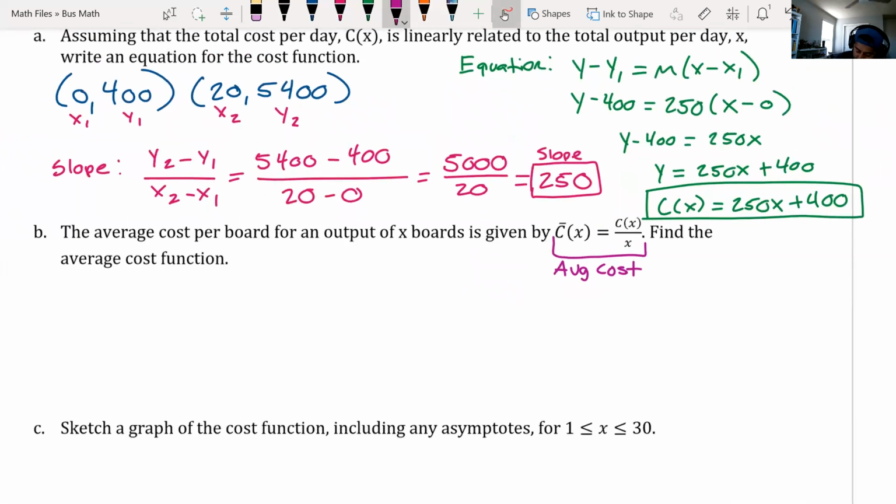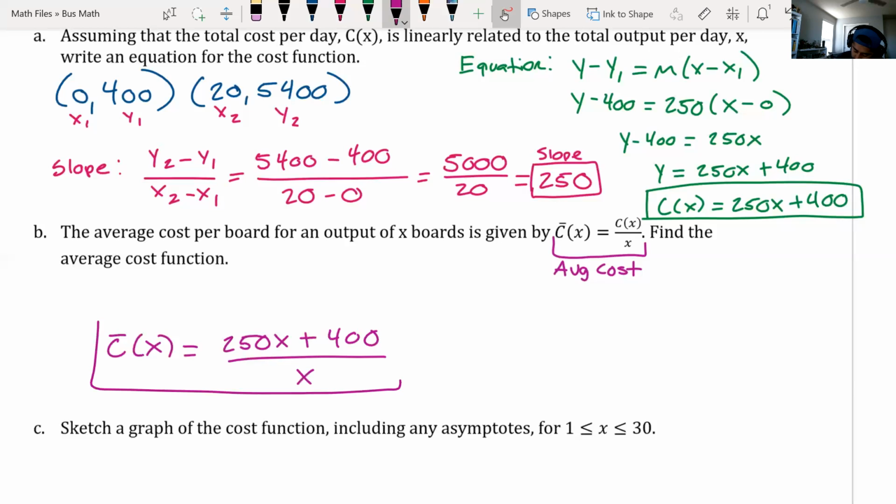So we say C bar of X is equal to the cost function we found in step A, 250x plus 400, and you put it all over X. That's it. That's the average cost function. Okay, that was bad.